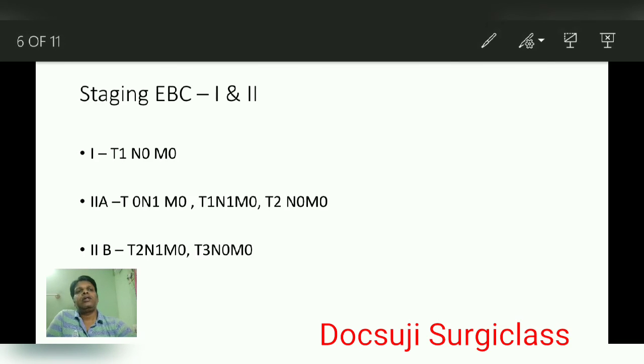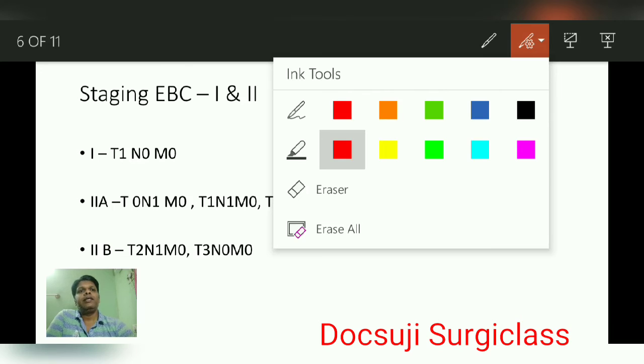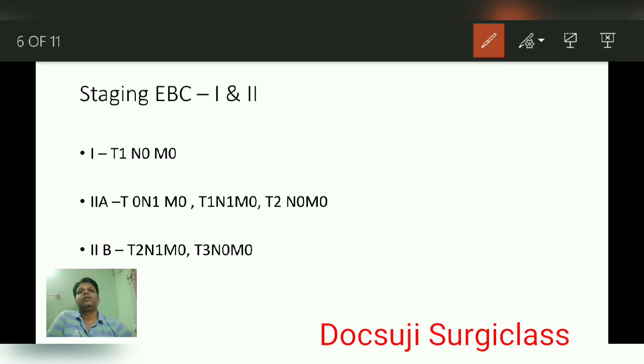So what is stage 2? There are stage 2A and 2B also. It is not necessary to memorize all these things. It's very simple. If you watch carefully, roughly you can say that any tumor without distant metastasis presenting with N1, that is mobile ipsilateral axillary lymph node, you can call it stage 2. There are some exceptions, but don't bother about the exceptions. This is roughly what I am telling. Stage 2 means any tumor without distant metastasis, where you get ipsilateral mobile axillary lymph nodes, then it is called stage 2.